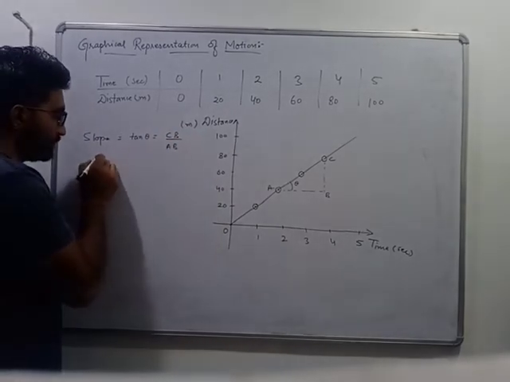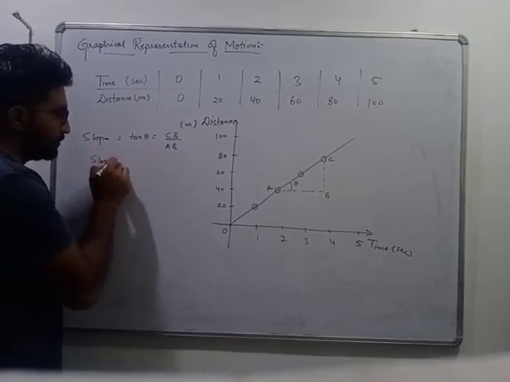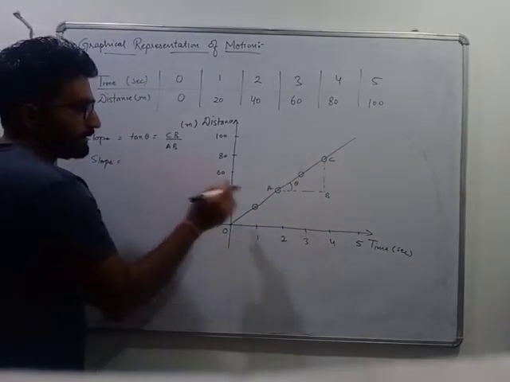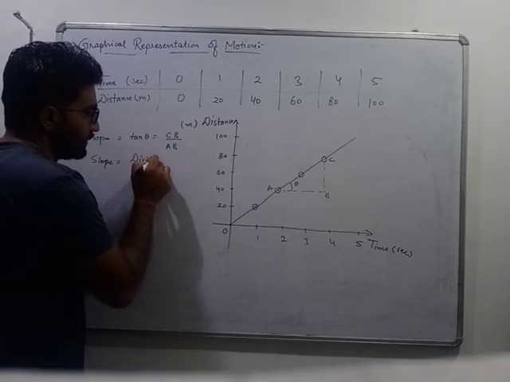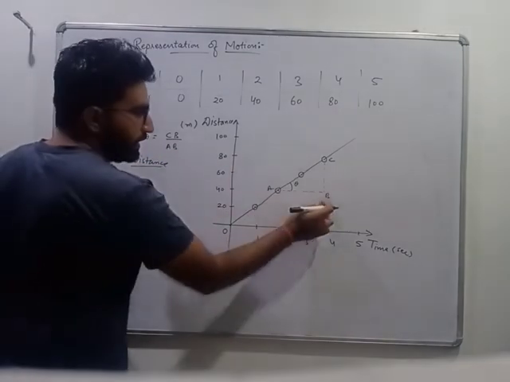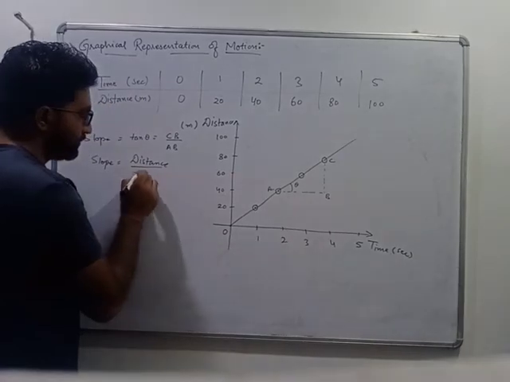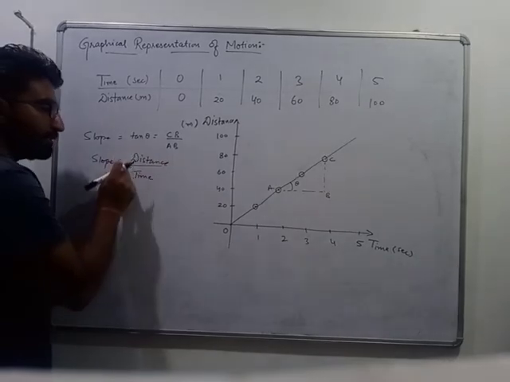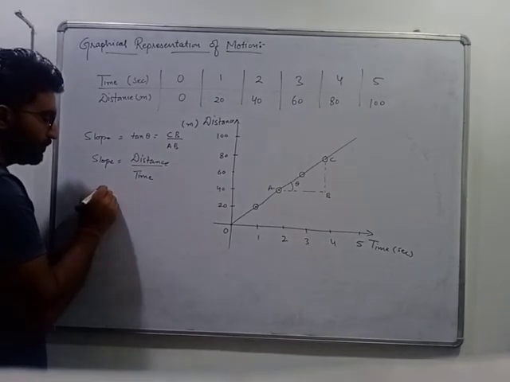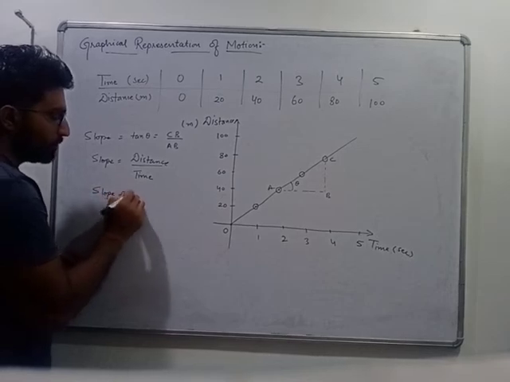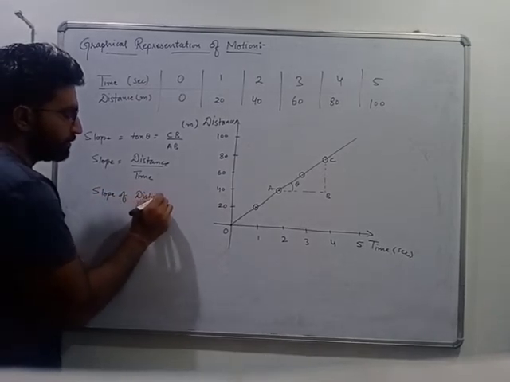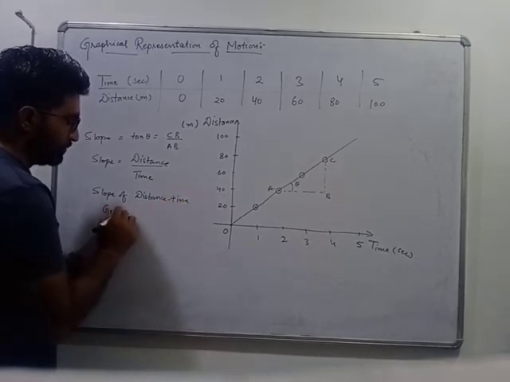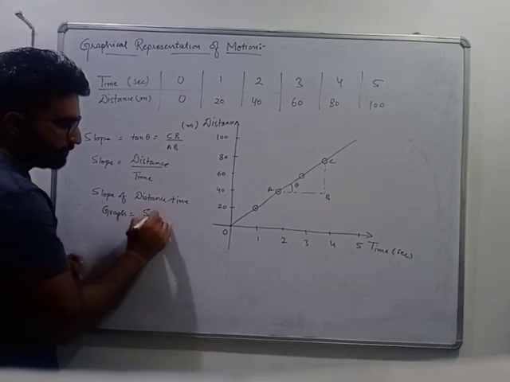So slope is equal to CB, which is the distance, and AB represents the time interval. We know that distance upon time is equal to speed. So the slope of the distance time graph is equal to speed.